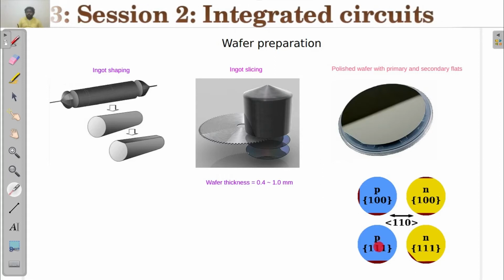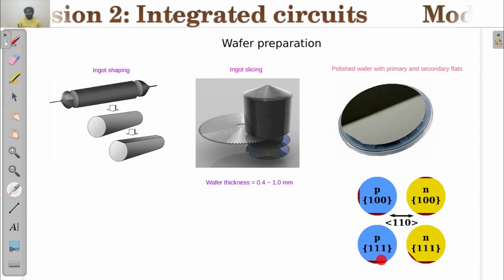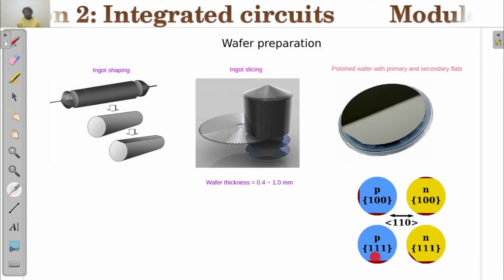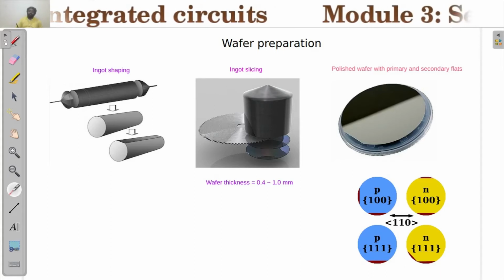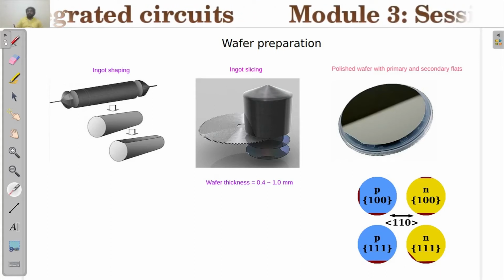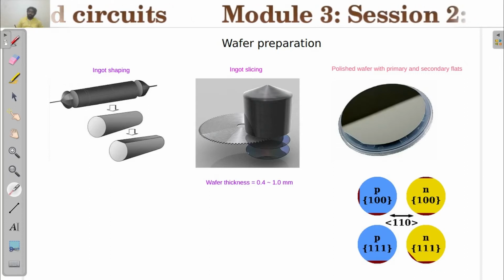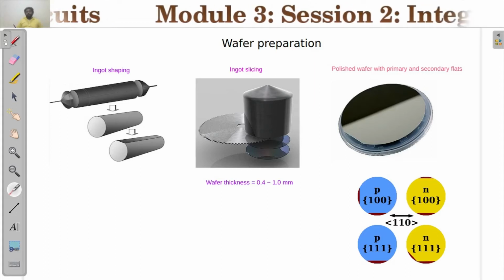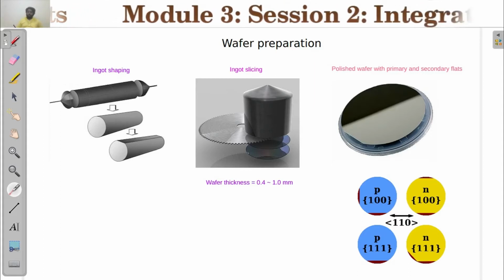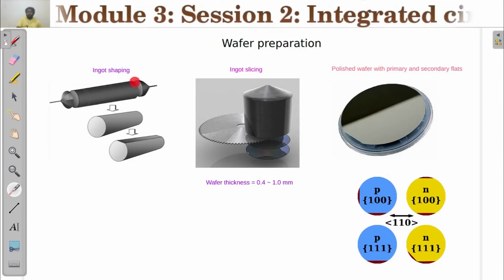And suppose your primary and secondary flats are at 0 degrees with each other, that means that there is only a primary flat, then it is a p-type material with crystal plane 111. And if it is at 45 degrees with respect to the primary flat, then it is an n-type 111 crystal structure. Okay, so this is the way to identify what kind of doping has been done in the ingot.